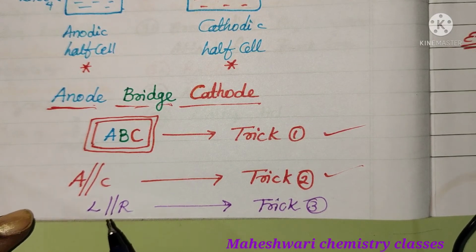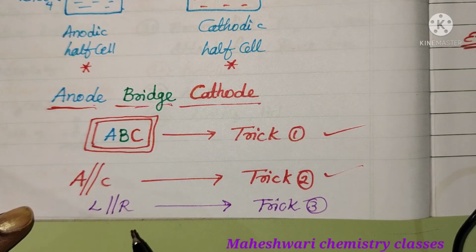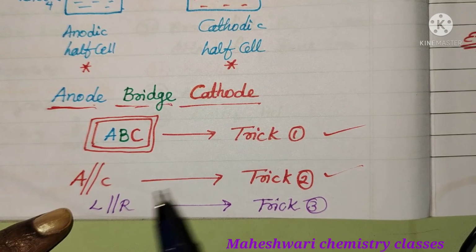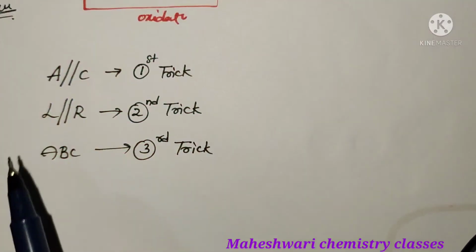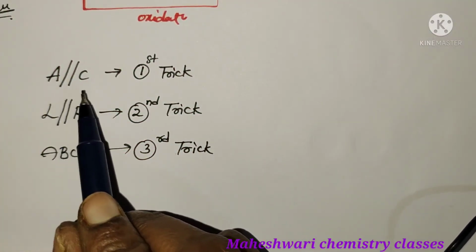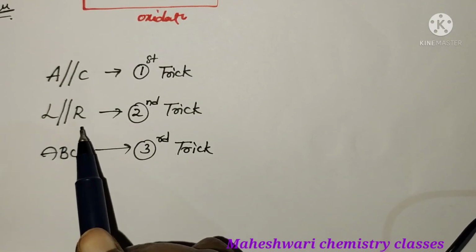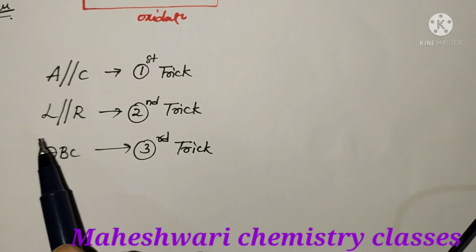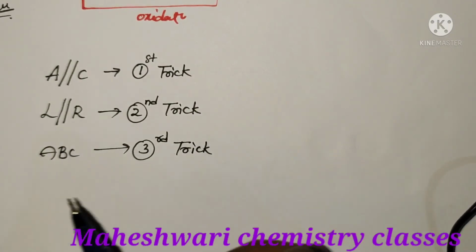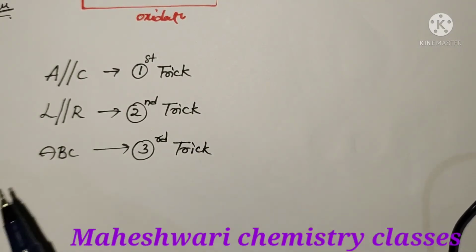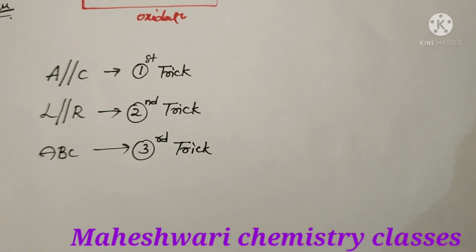Otherwise you may remember L by R. Here anode is on the left side, as we already discussed, and cathode is on the right side. L by R, this is trick number 3. Like a police parade, left, right: left, bridge, right. Next the ABC trick. Any one of them you must remember, and based on that we have to write.